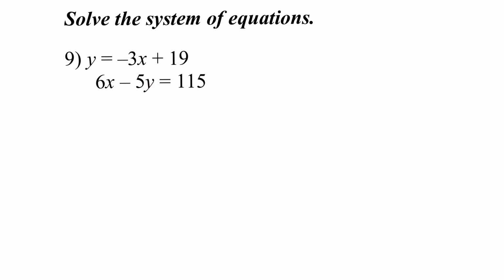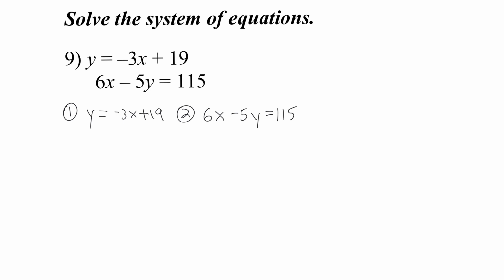So there's 3 steps for the substitution method. Step number 1, we need one variable by itself. We already have it. The y on the top is by itself, so I'm just going to write it down. y equals -3x plus 19. So the next step, step number 2, you are going to use the other equation, this one, and you write it down. 6x minus 5y equals 115.